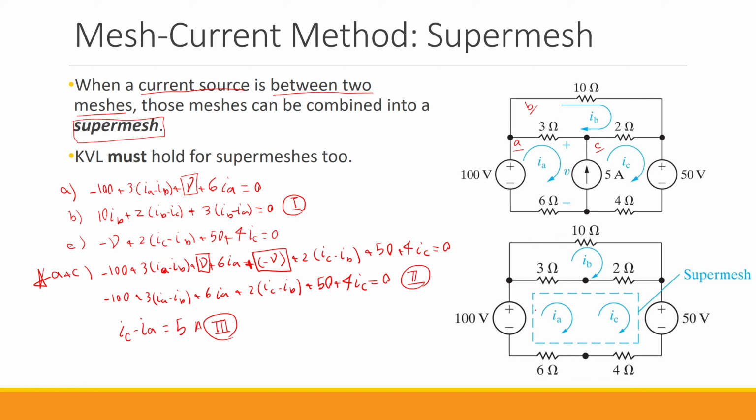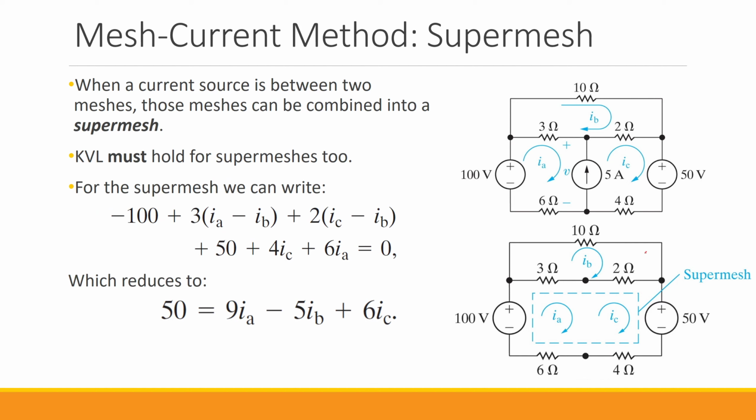And then we write the KVL for this super mesh. So for this super mesh, let's say we start from this point. We go from the negative side of the voltage source. So we have negative 100 in this direction. Now we get to the 3 ohm. So the 3 ohm resistor is common between mesh A and mesh B. So that means that the current in the direction of IA is going to be 3 multiplied by (IA minus IB). So this is what we have.